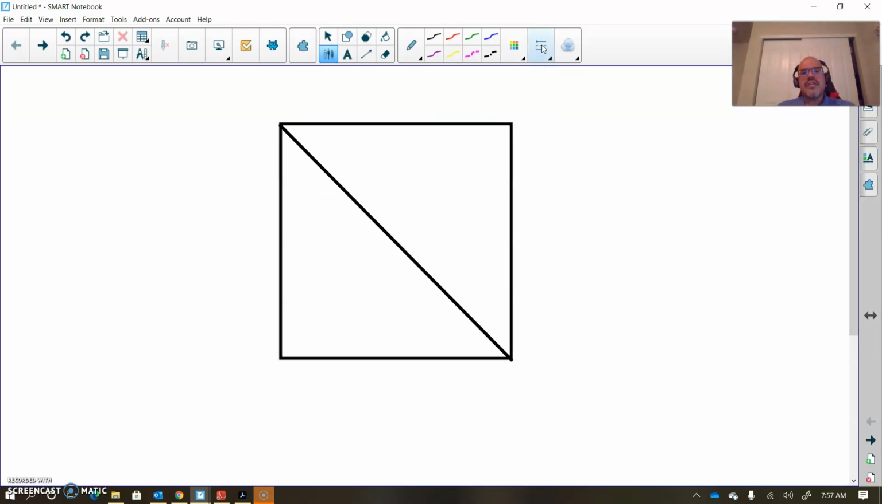So first off, we're going to take a look at this right here. This is a drawing of what we call a square. And of course, as we know, all four angles are 90 degrees. And this diagonal bisects this, cuts this square in two equal parts. And as you know, with squares, we have certain properties. All of the sides are congruent. They're all equal to each other. And so we have 90-degree angles.